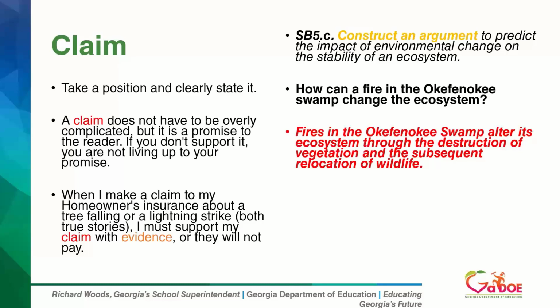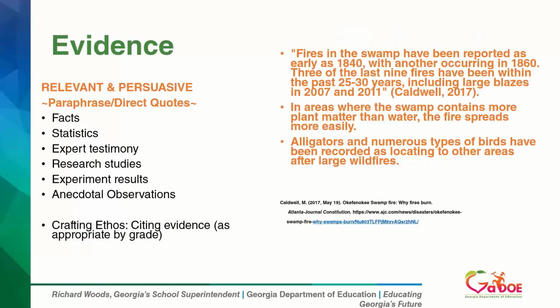And it typically makes it easier for kids when you word it like that, because then they know they have to come back and support it, which leads us into the next piece, our evidence. So the big thing about evidence is that it needs to be relevant to what we're doing, and it also needs to be persuasive. There are different kinds of evidence. If you have students involved in active research projects, of course, they can use their research to support their claims. Facts, statistics, expert testimony, anecdotal observations.